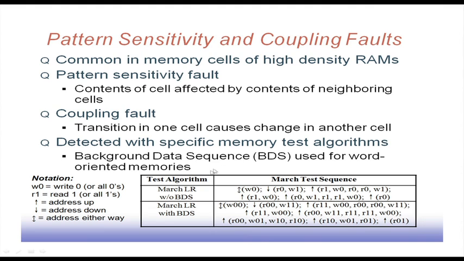For word oriented memory, there is another issue where we have to put some background data sequence. Here I have to give this background data, that is, previously it was 0, similarly previously it was 1. Like that I have to put some background data also. We will come to that in detail when we go to memory testing. Okay, stop here, continue in the next lecture.